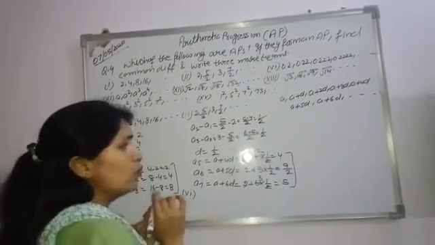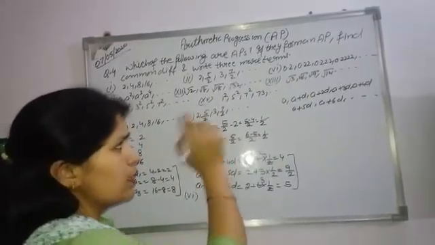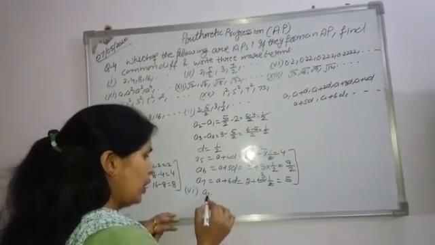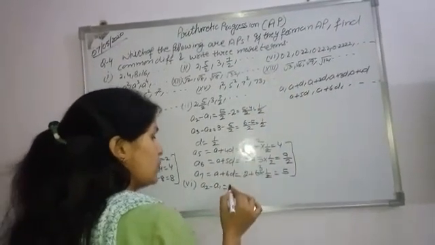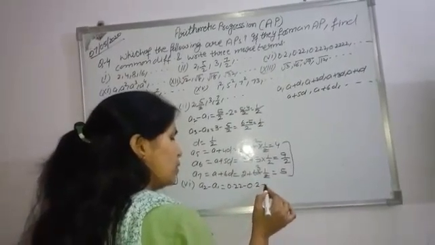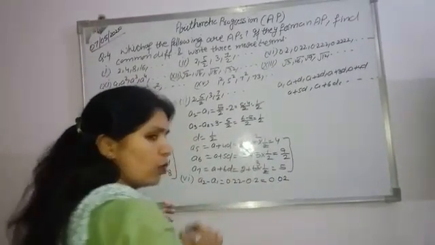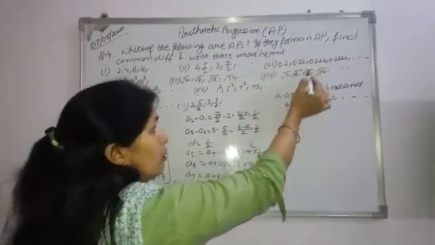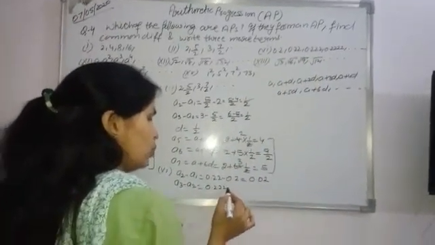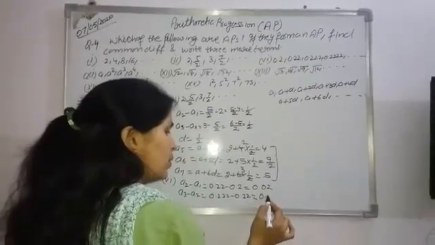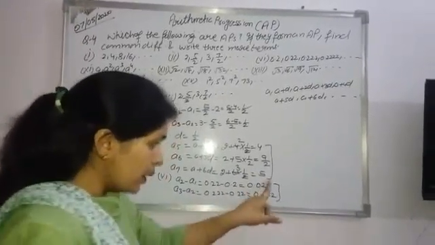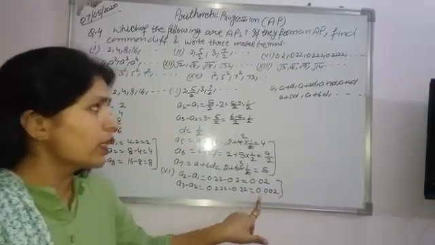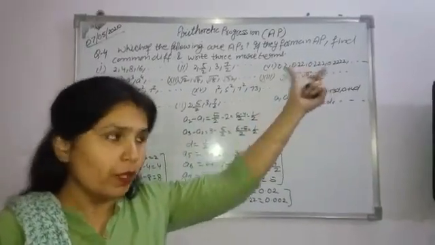Again in the sixth part, if we want to check, first you have to check whether these numbers form an AP or not, and the process is always the same. a2 minus a1. Now a2 is 0.22 and a1 is 0.2. So what will be the difference? 0.02. Next is a3 minus a2. Now a3 minus a2 is 0.222 minus 0.22, and what is the difference? 0.002. These values are not the same, and if these values are not the same, then we can say that these numbers do not form an AP.